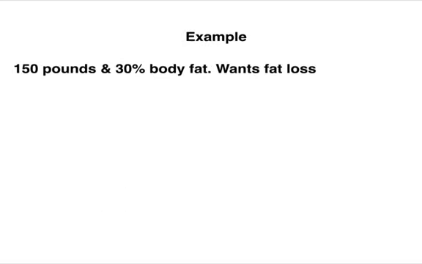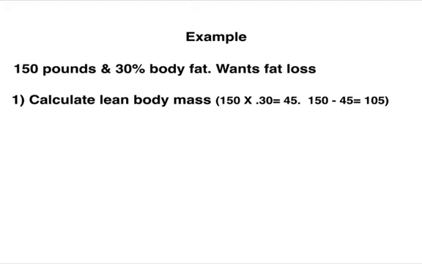So let's get into this. Here's an example. A 150-pound woman who's 30% body fat who wants fat loss, right? So the first step is going to be to calculate her lean body mass. So what I did here is I took 150 pounds times 0.30, 30%, and I calculated her pounds of body fat, which was 45. Then to get her lean body mass, I'm going to take 150 pounds and subtract 45 pounds of body fat from that, and her lean body mass is 105, okay?